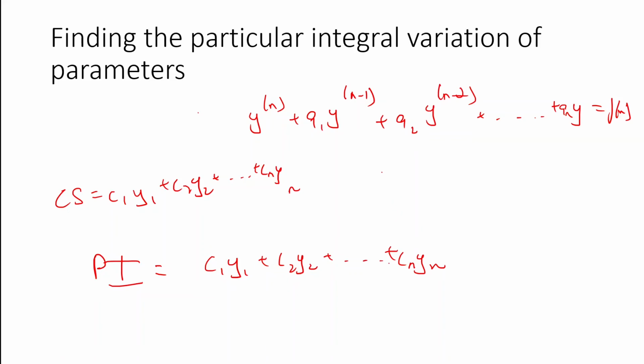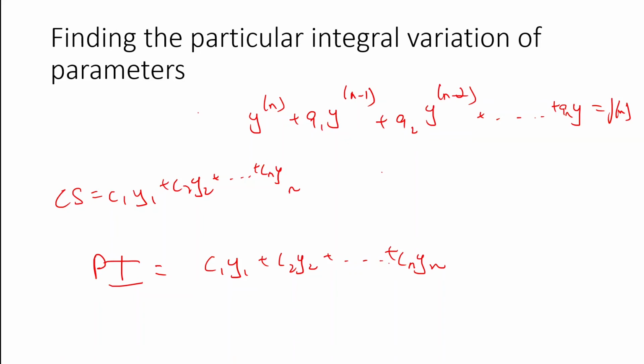Variation of parameter, what does it mean? We are varying some value of x in order to get the particular integral. We want only one solution of the particular integral, and then we attach that particular integral solution to CS. That's all we want. We don't want arbitrary solutions to the particular integral. We vary the parameter in such a way that we get our solution to the particular integral.